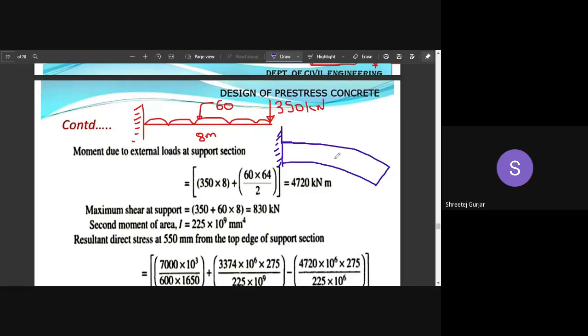So where is the tension and where is the compression? Can you identify which is the compression phase and which is the tension phase? Tension at the top, sir. Tension at the top, correct? Tension is generated at the top. You can see it is hogging. So this particular phase will experience tensile forces, and this bottom phase, you can see it is getting compressed. So compressive stresses are there at the bottom fiber.